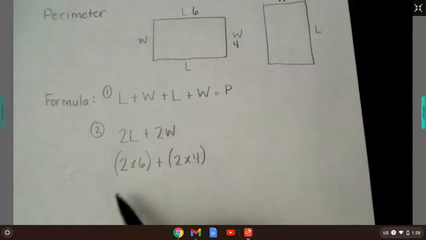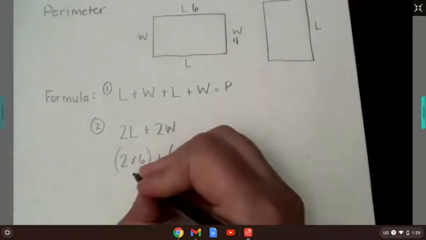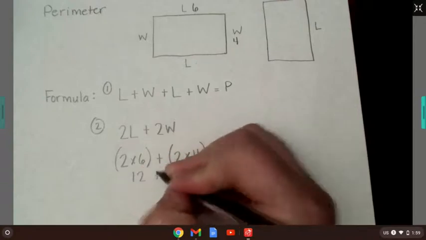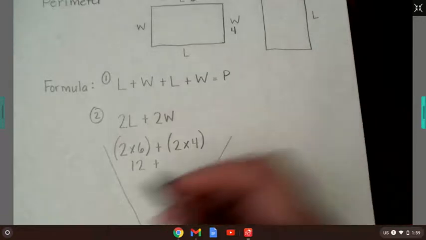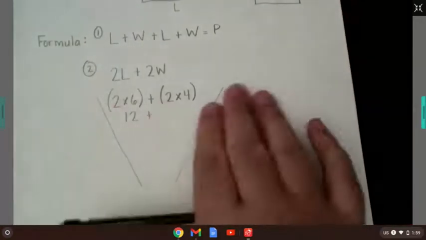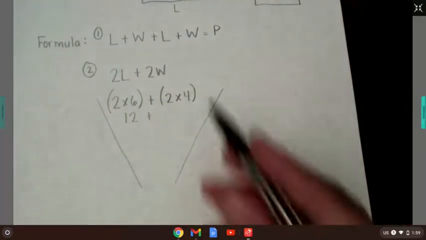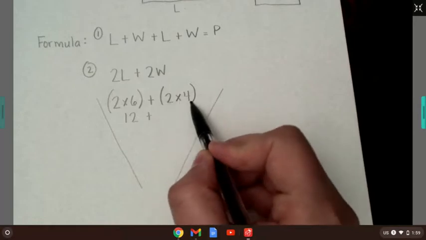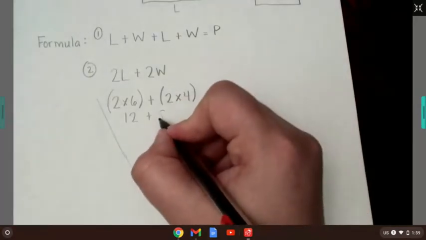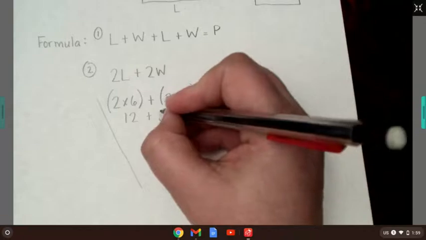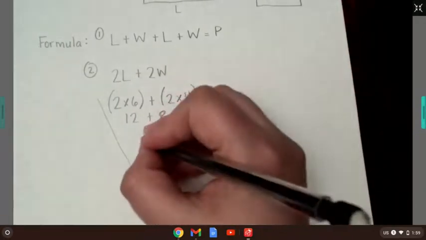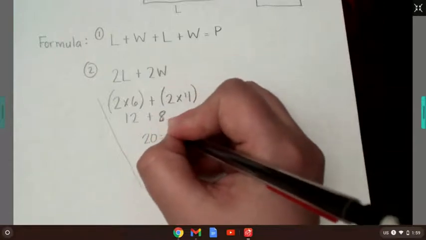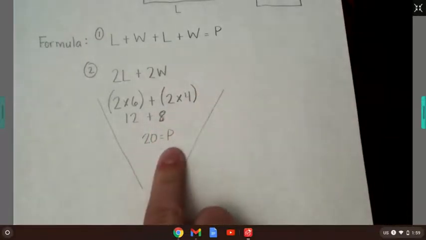And all you do is solve what's in the parentheses first. So 2 times 6 is 12. And we always bring it down. It's going to kind of look like an upside down A, or it's going to look like an ice cream cone. That's what we talked about last year. And then 2 times 4 is 8. And then you are going to add 12 plus 8, which is 20. So that would equal our perimeter.